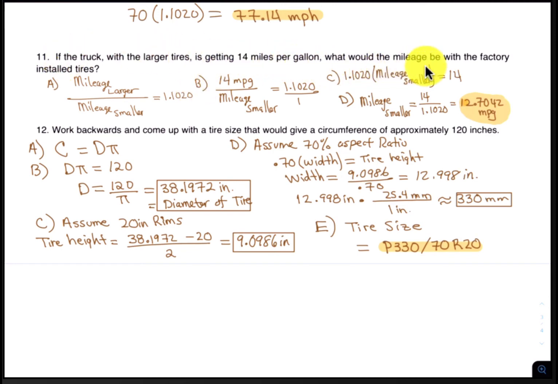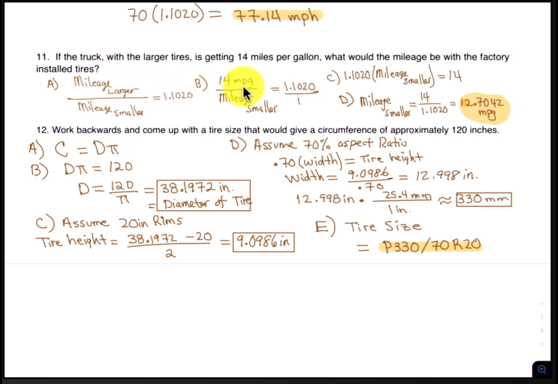So you would think that with the factory installed tires, actually the miles per gallon is going to be less. So in this case, we have to work backwards. So here's what we know. We know that the mileage of the larger divided by the mileage of the smaller is that factor that we got above, which is 1.1020.